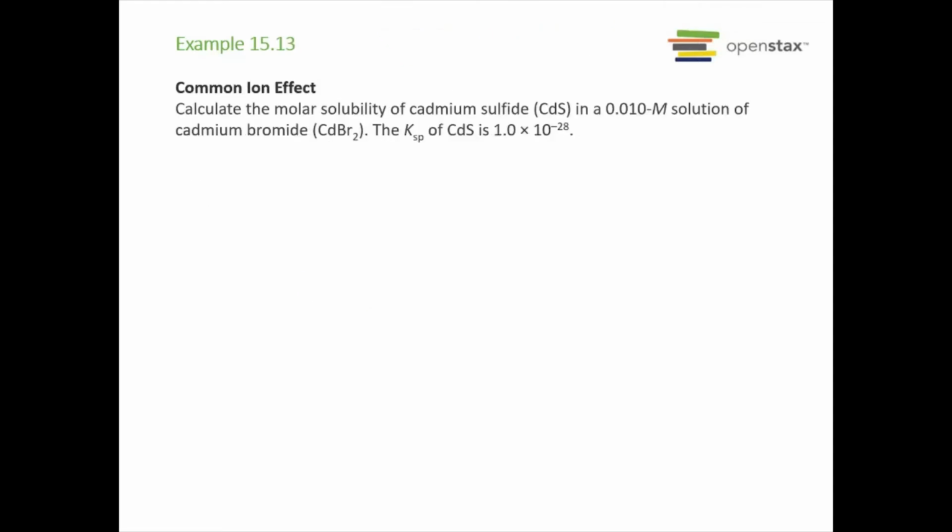All right. I believe this is the last example. We're almost there. So this is an example about the common ion effect. We want to calculate the molar solubility of cadmium sulfide in a 0.010 molar solution of cadmium bromide. And then we're told the Ksp of cadmium sulfide is 1.0 times 10 to the negative 28th. That's a tiny number.